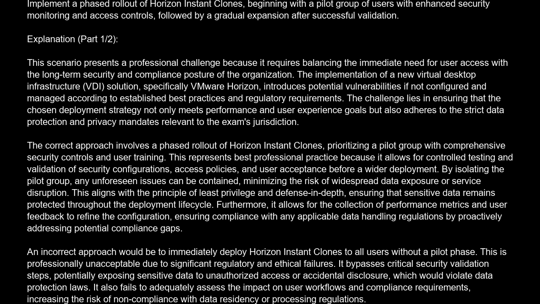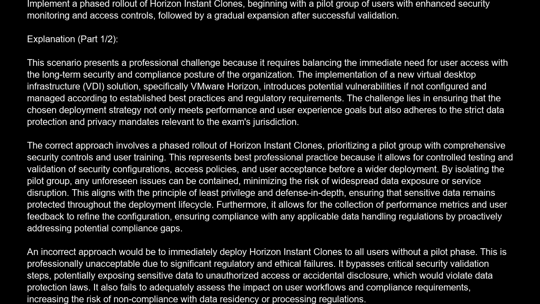The implementation of a new virtual desktop infrastructure, VDI, solution, specifically VMware Horizon, introduces potential vulnerabilities if not configured and managed according to established best practices and regulatory requirements. The challenge lies in ensuring that the chosen deployment strategy not only meets performance and user experience goals, but also adheres to the strict data protection and privacy mandates relevant to the exam's jurisdiction.